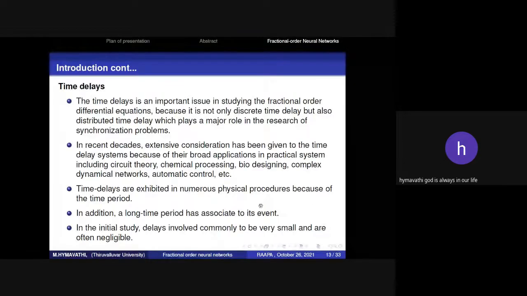Now we are going to discuss time delays. A time delay is an important issue in studying fractional order differential equations, because it describes not only discrete time delays but also distributed delays. It plays a major role in research on synchronization problems. Time delays are exhibited in numerous physical processes because of the time period. In addition, a long period has associated events.